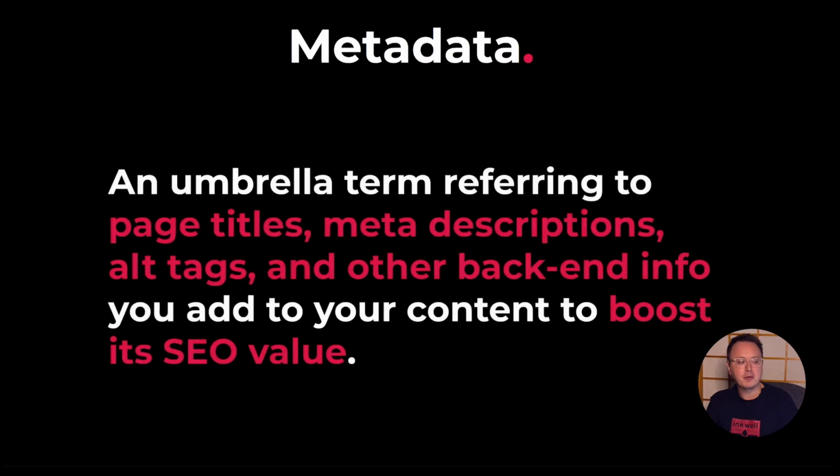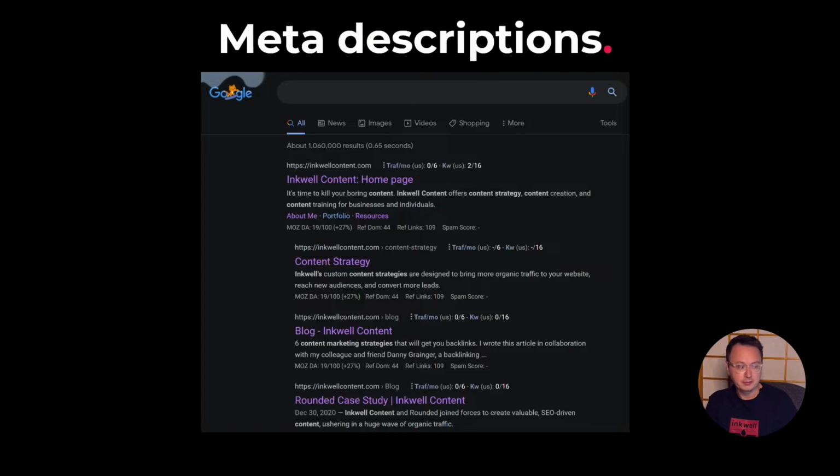We'll start with metadata, which is an umbrella term for some of the extra things writers can add to their content to make it perform well for SEO. The page titles, which we covered in the last video, are a very important part of metadata. But another important element is what's known as the meta description. This text appears just below the page title in a search results page. You have complete control over what appears here. It's something that you can write and then upload when you're uploading your content piece.